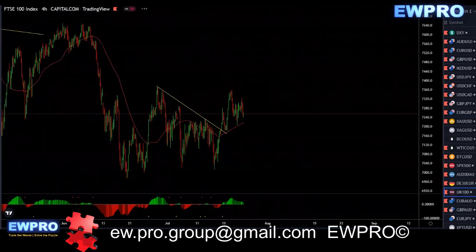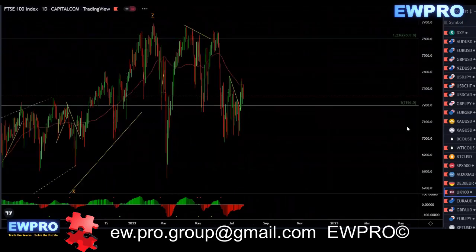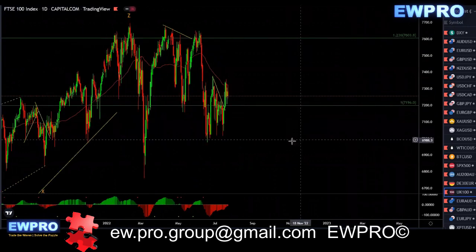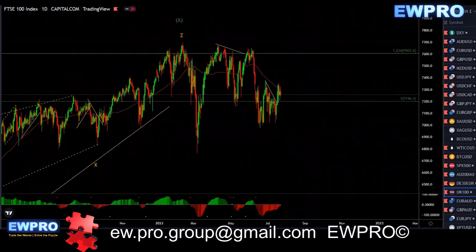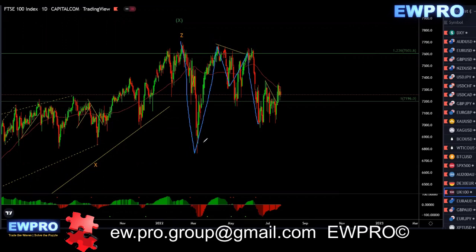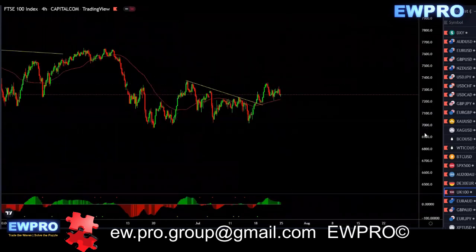And last of all, the FTSE. This is very complex as well, extremely choppy. We've got an impulse down, very deep pullback. This is looking like our correction in here, so we may get that A, B, C up in here before we get the A, B, C. Yeah, really choppy to trade.